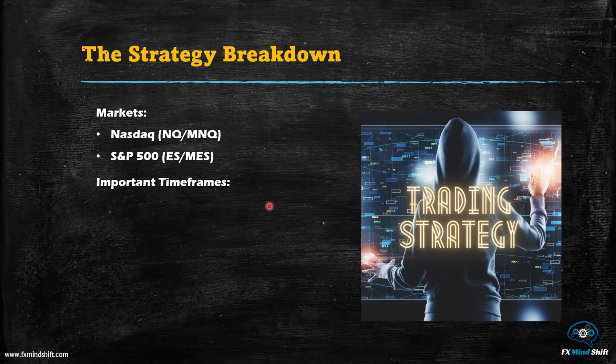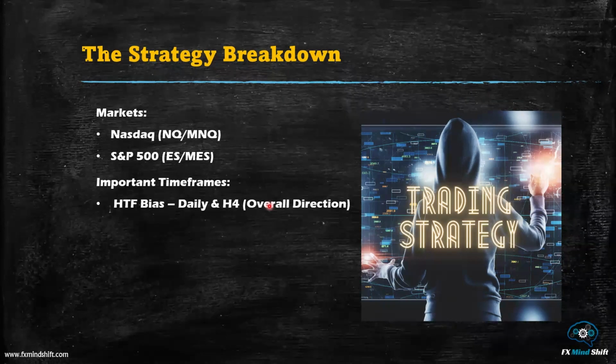So the important timeframes that you're going to be looking at is you need to have an overall higher time frame bias, right? So basically a daily or an H4, okay, that's going to give you an overall market direction that you want to be trading, okay? You're going to save yourself a lot of headache just by trading along with the higher time frame bias and just choosing that one direction versus trying to trade both directions or trying to trade both ways.